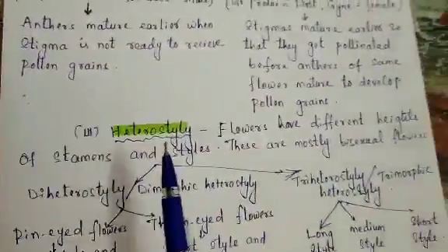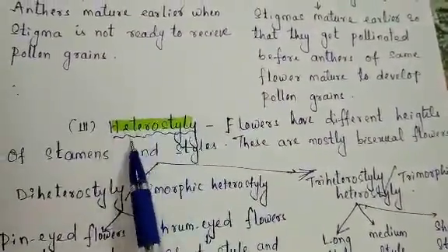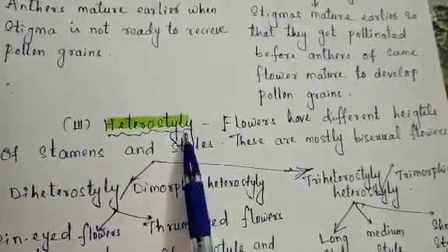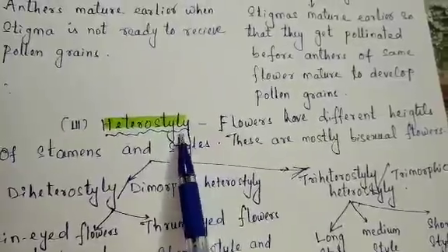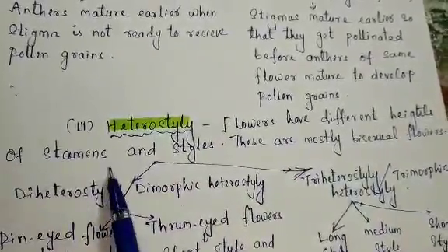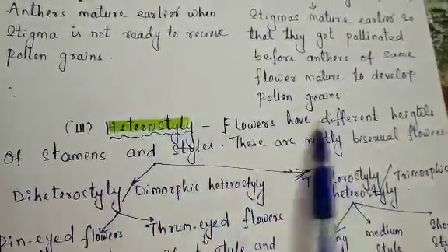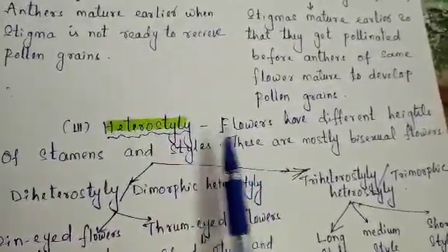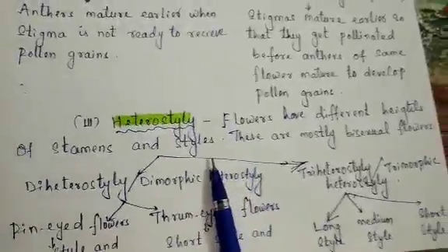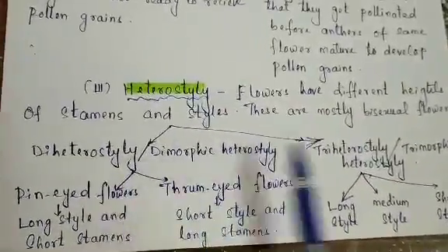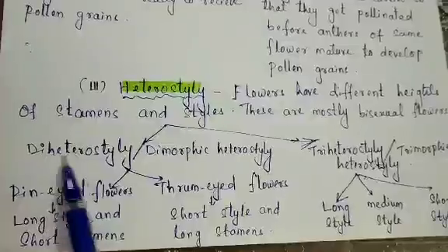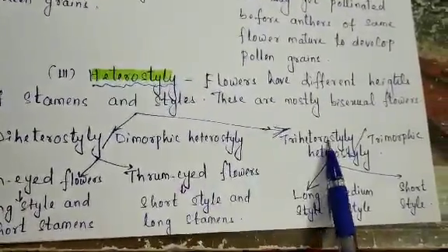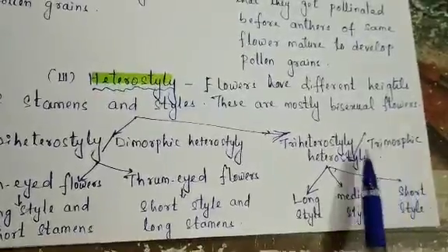Next comes heterostyly. Hetero means different, and styly refers to the style, which is the second part of the gynoecium. So flowers have different heights of stamens and styles. These also occur in bisexual flowers. The filament and the style length vary in the flowers. Depending on this, we have two types: one is called diheterostyly, otherwise called dimorphic heterostyly, and the other is called triheterostyly or trimorphic heterostyly.